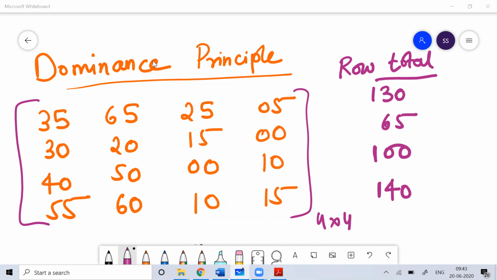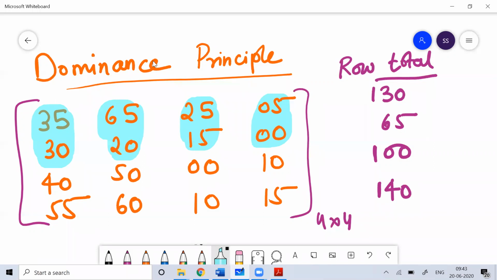So here you can see the first row and second row. 35 is bigger than 30, it is dominating. 65 is more than 20, it is dominating. 25 is more than 15, again this is dominating. 5 is again more than 0, again this is dominating. So you see all the elements of the first row are dominating over all the elements of the second row.